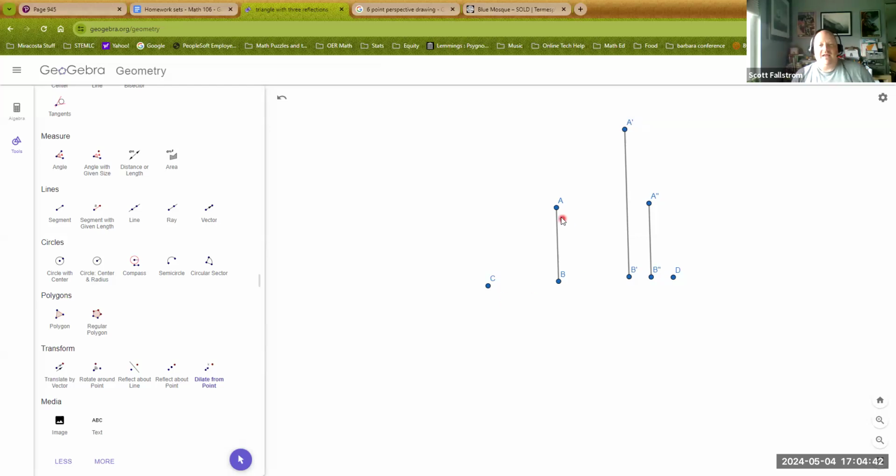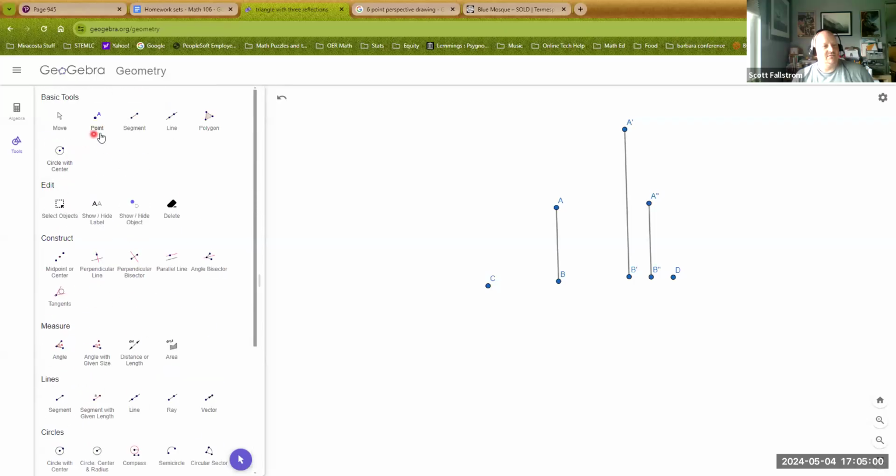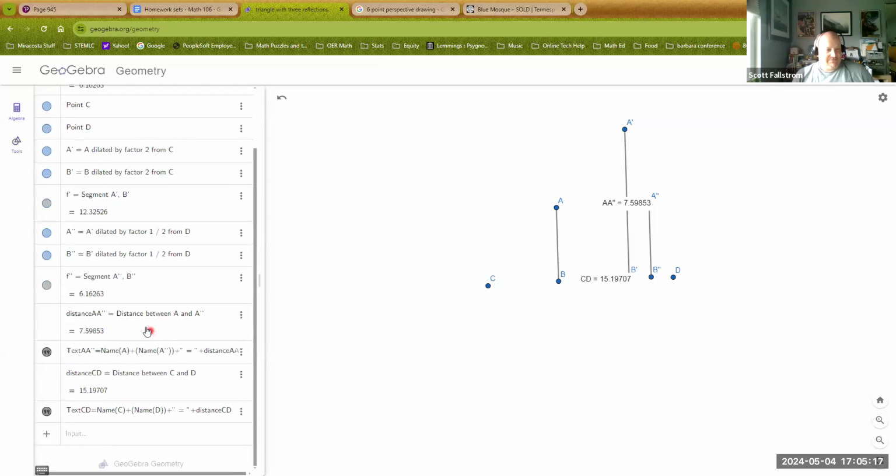how do you get from A to A prime or to A double prime? What kind of a transformation would it take? And what is that overall distance? Like, how far did that actually travel? Oh, I'm still on dilate. So I could probably measure that length, right? What is that length from A to A double prime? And from C to D? That's interesting.